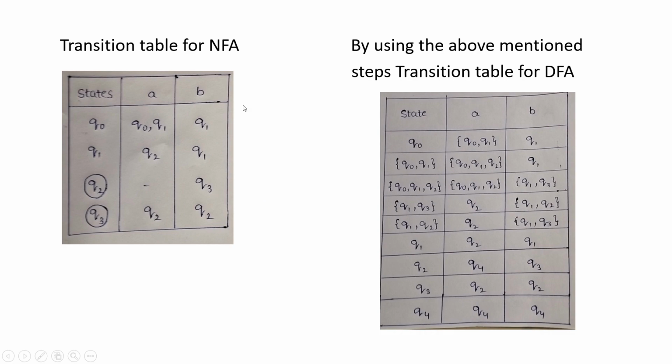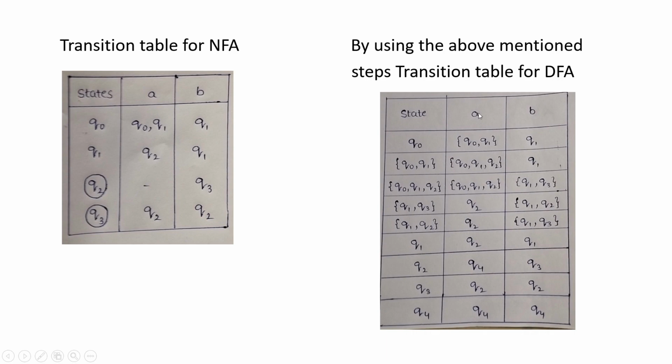Here, by using the transition table of NFA, which we discussed previously, we can now design the transition table for DFA by following some rules, which we mentioned in the previous steps. Start from the starting state, that is Q0. If I give input A to Q0, it may go to Q0 or Q1 in NFA, but in DFA it should be considered as a single state, that is Q0 and Q1 should be considered as a single state. If I give input B to Q0, that is Q1, which I described here.